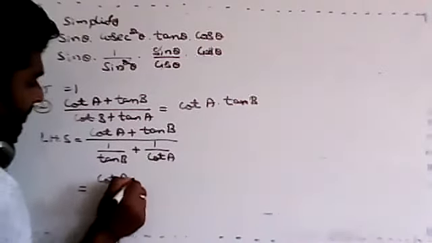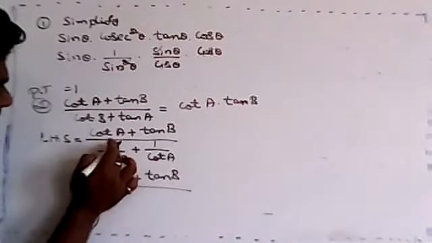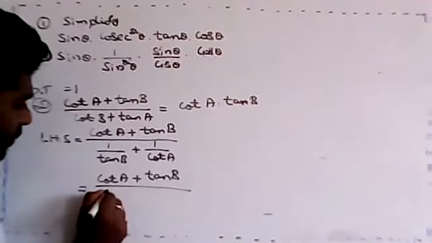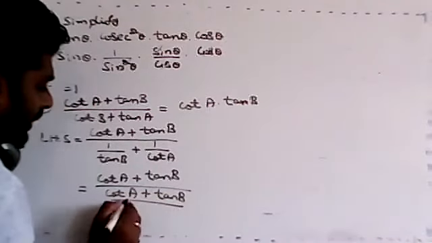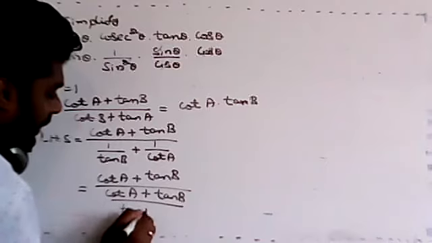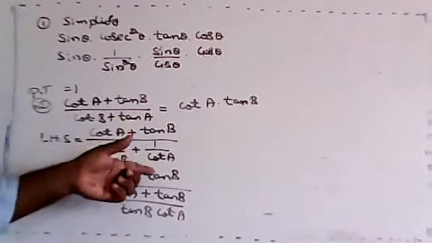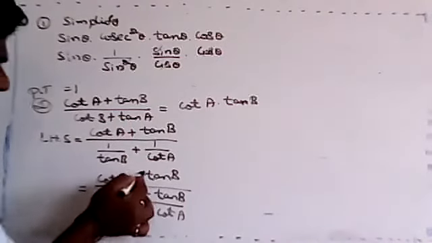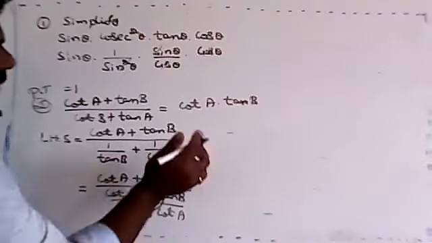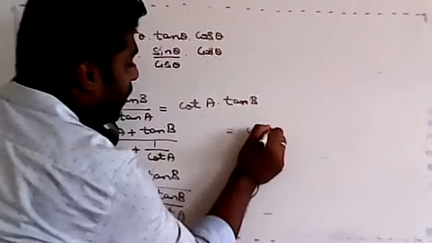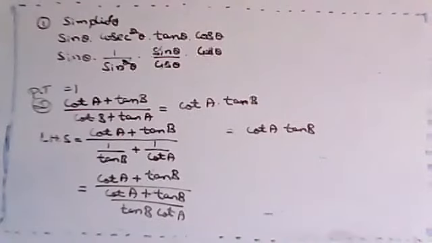Cot of A plus tan of B divided by, if I take the LCM, cot you have to multiply here, tan we have to multiply in the second term. So cot of A plus tan of B whole divided by tan of B into cot of A. Correct? If I take this on the numerator, reverse, no? So both get cancelled. So remaining is what? 1 by tan B into cot A taken on the numerator. So we'll get the answer cot A into tan B. Clear?